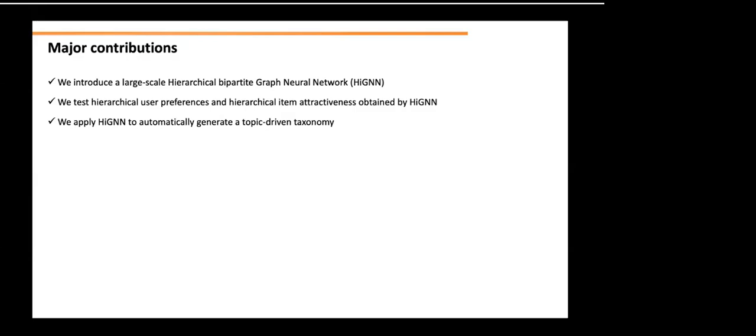Therefore, we propose a hierarchical bipartite graph neural network, HiGNN, which allows one to stack multiple GNN models in a hierarchical method. It builds a graph as input to the next GNN layer by performing general clustering algorithms on embeddings obtained from the previous GNN layer. The whole process repeats several times until a stopping condition is satisfied.